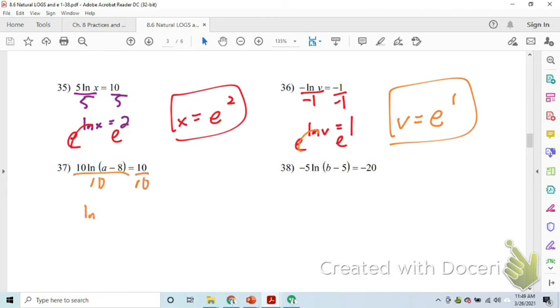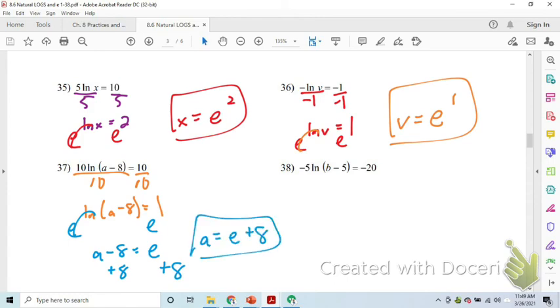Now, 37. I'm going to start by dividing both sides by 10. I get natural log of a minus 8 is equal to 1. Then I'm going to make these both powers of the e. So zip, I get a minus 8 is equal to e to the first power. Then I'm going to add 8 to both sides. Now, do you guys know what e plus 8 is? I do. It's e plus 8. That's all. Keep it exact. No reason to put any decimals in there.